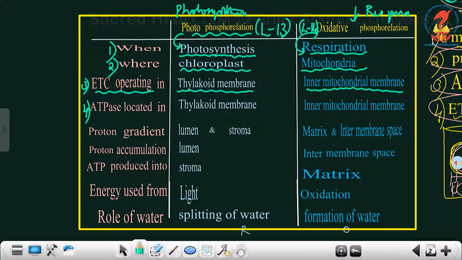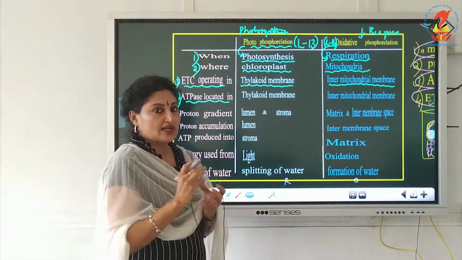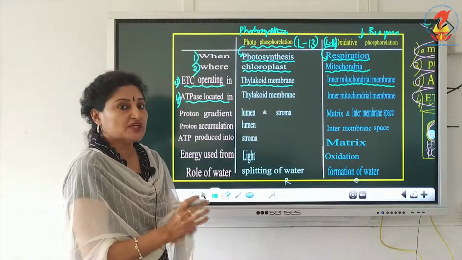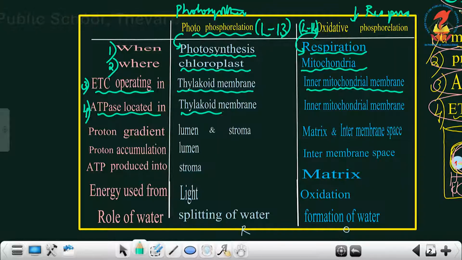Fourth, where is the ATP synthase located? You saw the color I used is red for the electron transport chain. I ended with drawing the ATP synthase also in red. So, it is in the thylakoid membrane. Here it is the inner mitochondrial membrane.